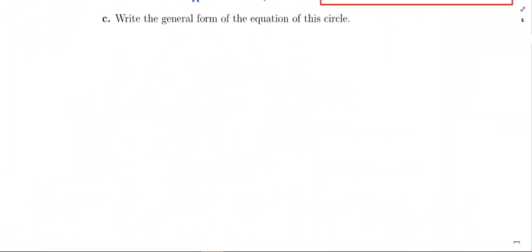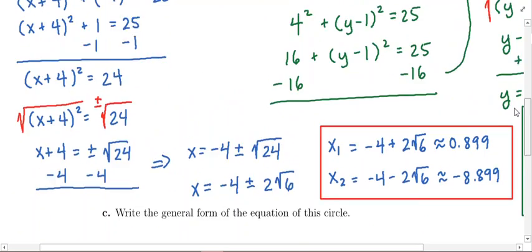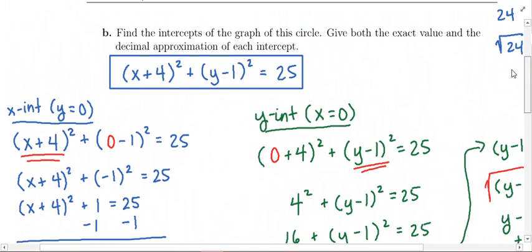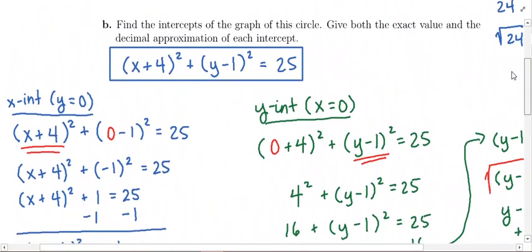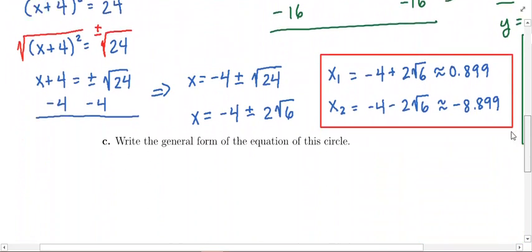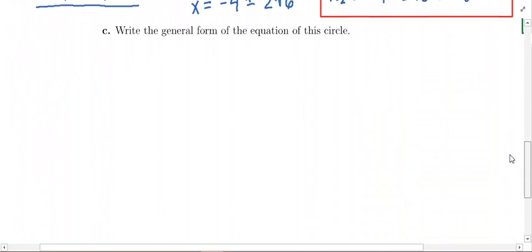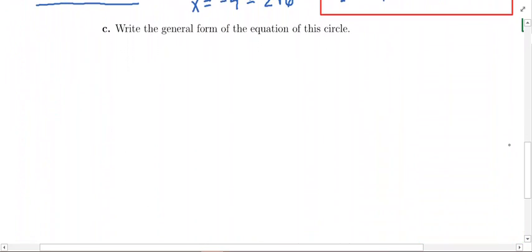And then in part B, we found the x and y intercepts of the graph of the circle, both in exact form and as decimal approximations. So like I said, we're going to be working with the same circle, but now we're going to write down the general form of the equation of this circle.